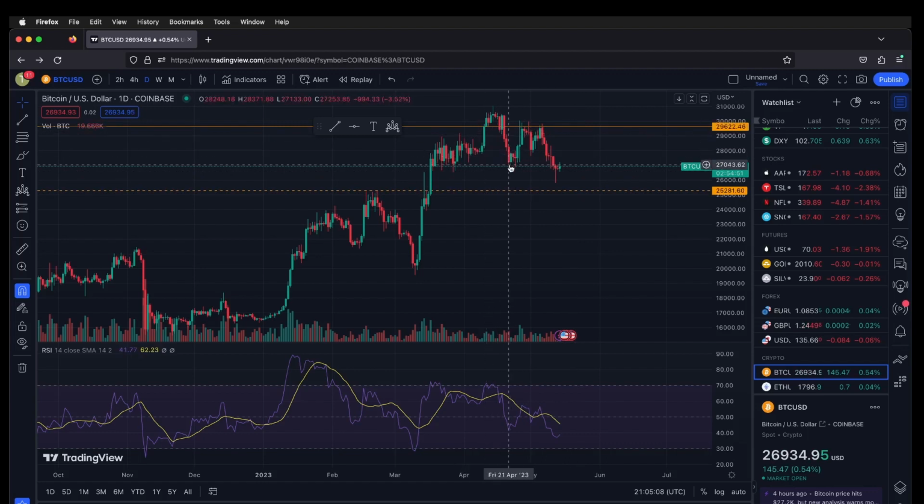And if we look here, we have a bearish head and shoulders, where on the weekly chart we had a bullish head and shoulders. So let's take a look at this. All right, so I'm going to go to this shoulder.